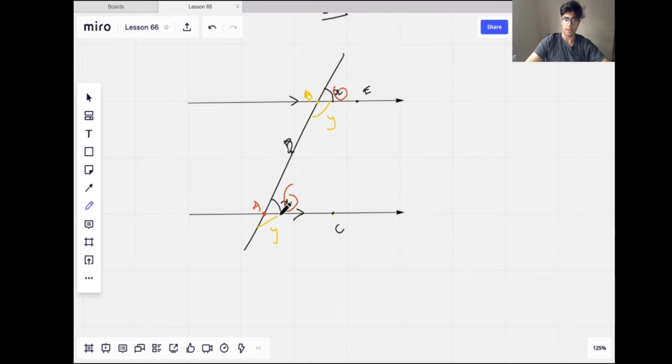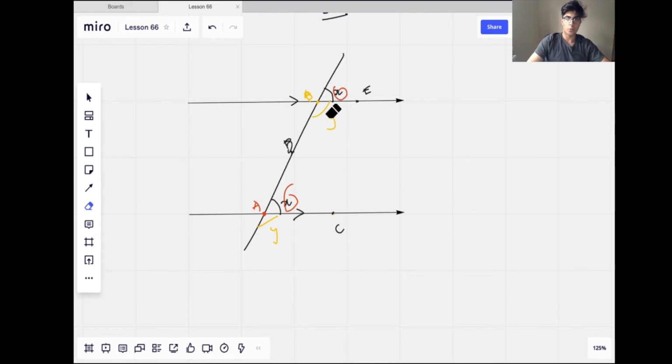Corresponding angles are basically angles where, if there are two parallel lines and another line that cuts through both of them, corresponding angles are the one here and the one here, for example, or say the one here and the one here. So that's what corresponding angles look like, and we're told that they are equal.